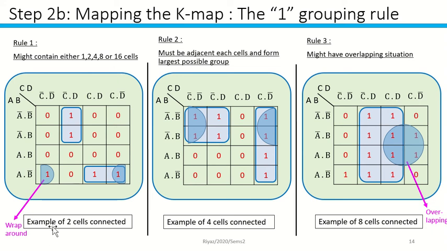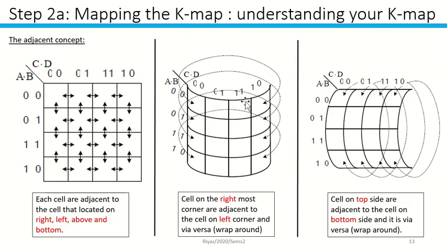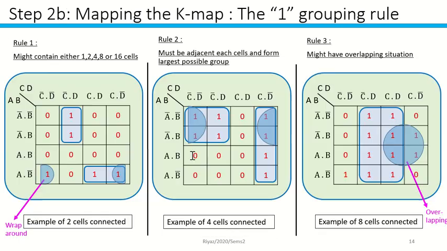So for example, when you have 2 cells connected to each other, you have the possibility of 2 going like this, or maybe 2 like this. And don't forget, like I mentioned, it's a wrap-around concept. So you have one over here and another one over here, so it's a wrap around. This is the example of 2 cells connecting each other.